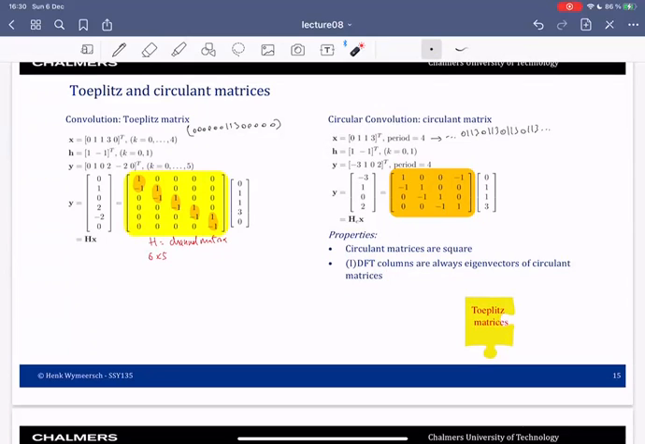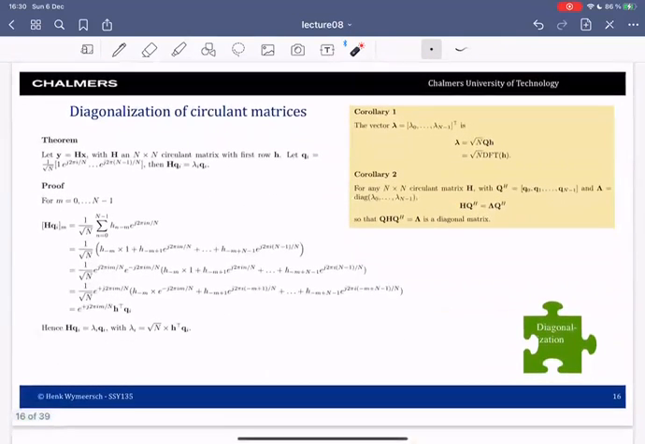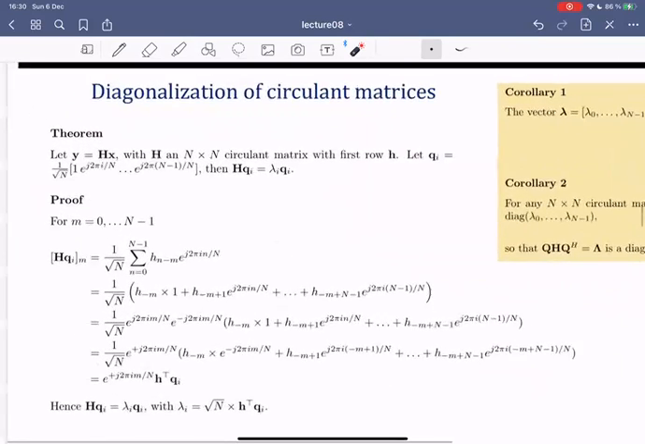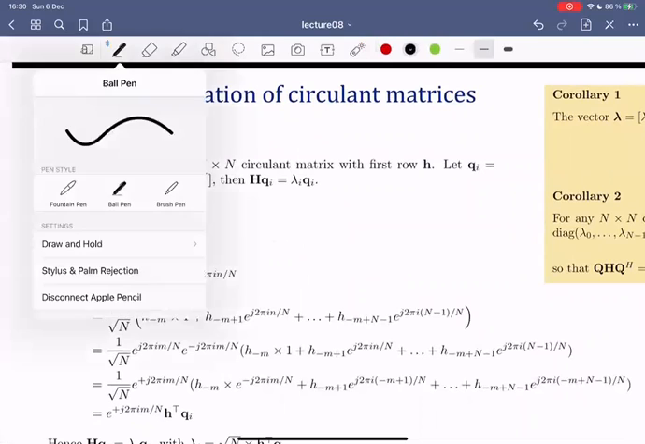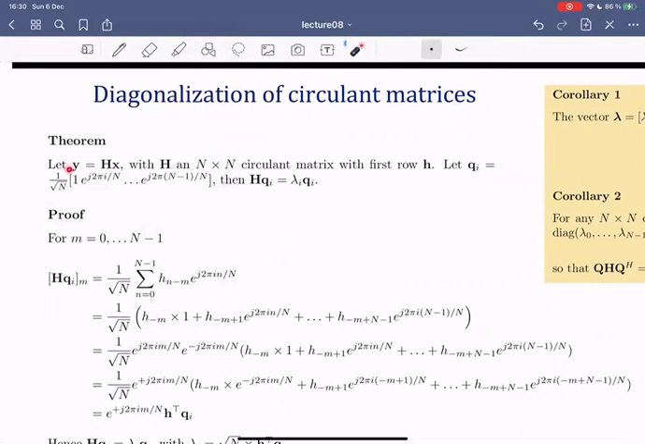It turns out that the eigenvectors of circulant matrices are the IDFT columns. We can now try to prove this. I think this is probably the most mathematical part of this lecture. Suppose that you have your standard model as before: y is H times x. We don't consider noise here for now. x is the input vector of length n, H is a circulant channel, n by n, and y is the observation of length n. And the first row of this matrix is, of course, the channel.